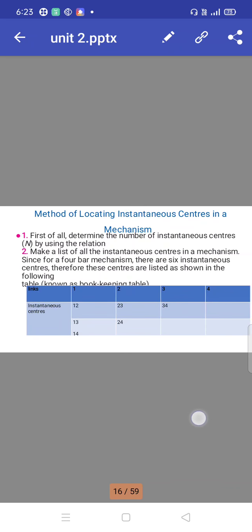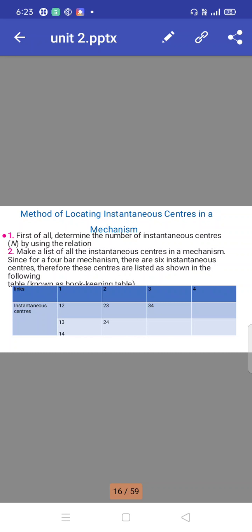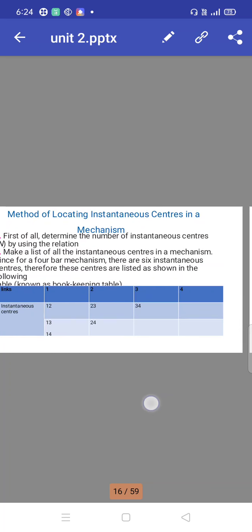The method of locating the instantaneous centers in a mechanism: first of all, determine the number of instantaneous centers n by using the relation. Make a list of all the instantaneous centers in a mechanism. Since for a 4-bar mechanism there are 6 instantaneous centers, these centers are listed as shown in the following table, known as the book-keeping table. So here the instantaneous centers are 12, 23, 34, 13, 24, then 14.